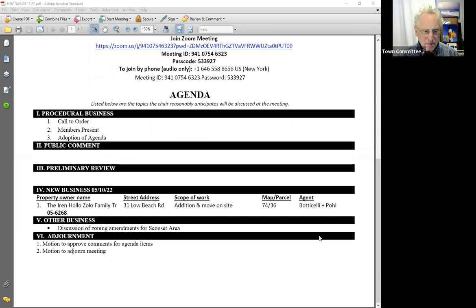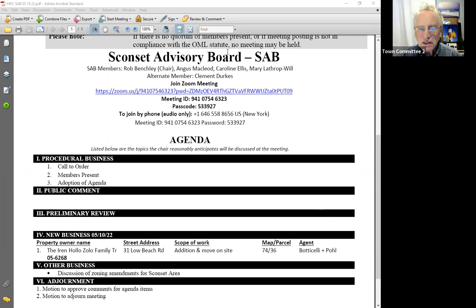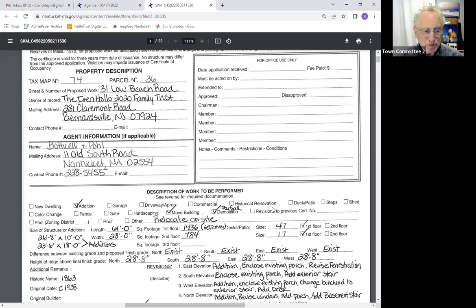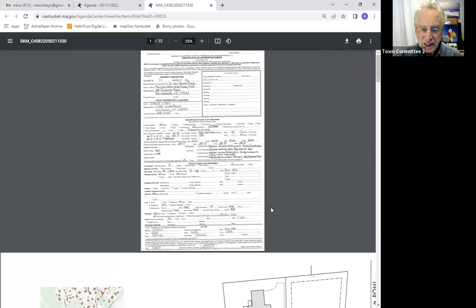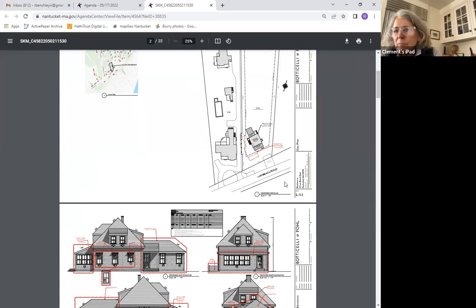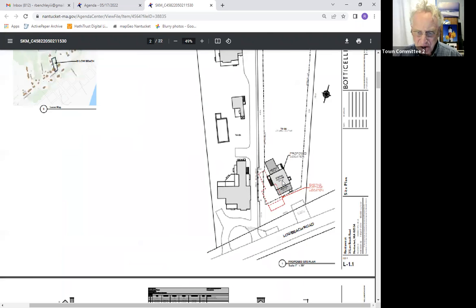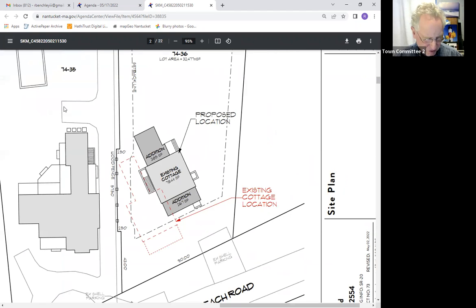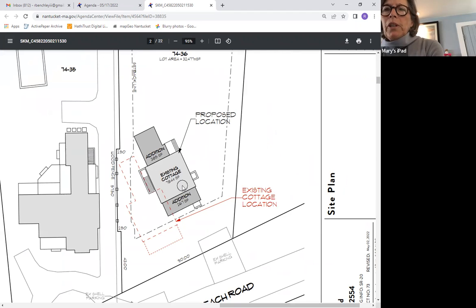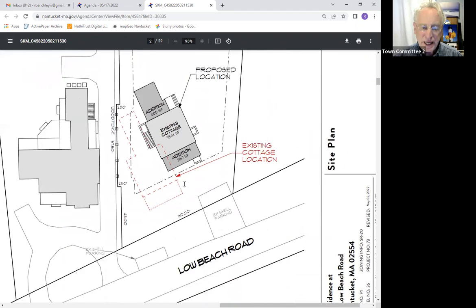All right. So with that, let us go right to 31 Low Beach Road, which is the Iron Hollow Zollo Family Trust. And here it is. There's the application. Botticelli and Paul are the agents. Do we all know where the location is off Low Beach? Yes, and we've seen this project several times.